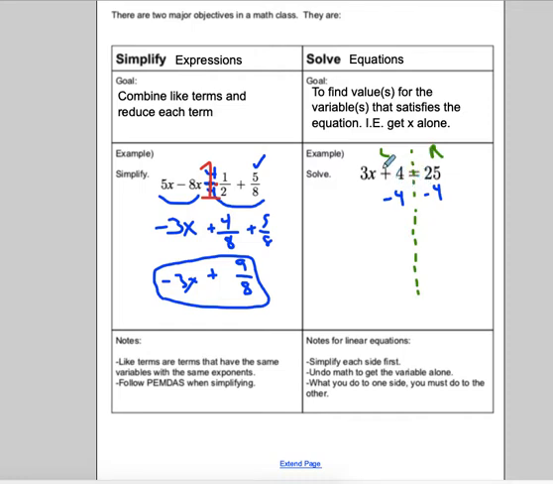So here, positive 4 minus 4 will cancel out to be 0. So the only thing left over here is a 3x. And on the right-hand side, 25 minus 4 is 21. And there's the next step.